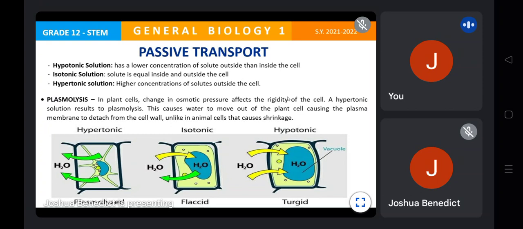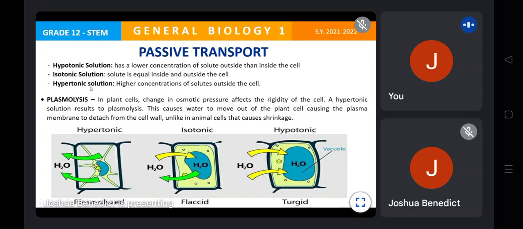So, hypotonic solution, this is when there is a lower concentration of solute outside compared to inside the cell. So, kung mas mababa ang concentration sa labas kumpara sa loob, saan pupunta ang tubig? Papaloob ng cell. Kaya notice, etong illustration dito sa baba, the cell is turgid or namamaga or swollen. Kasi puno siya ng tubig. Okay?